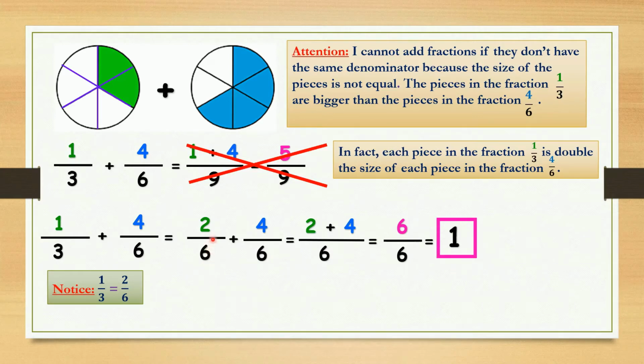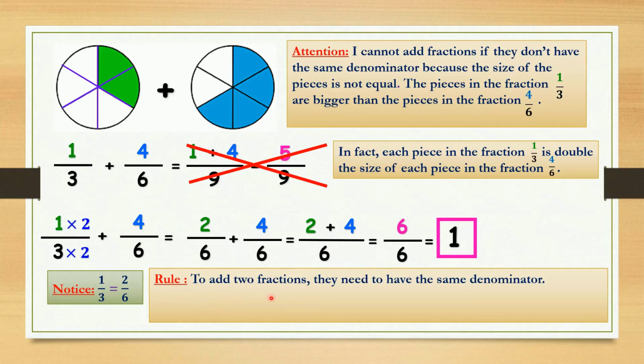And we box the answer. In fact, the fraction 2 over 6 is equal to the fraction 1 over 3 because if you multiply the numerator and denominator both by the same number 2, we obtain the fraction 2 over 6. Here, because each green piece is double the size of the blue piece.